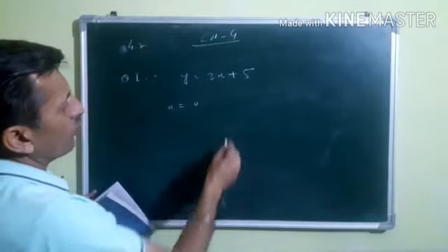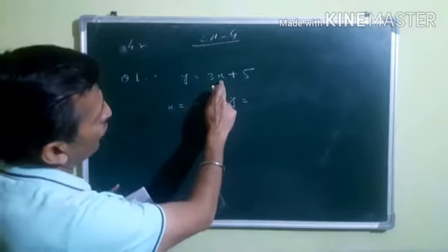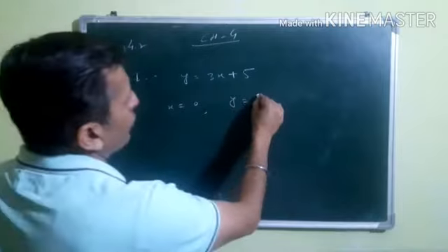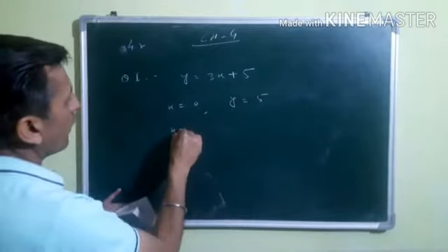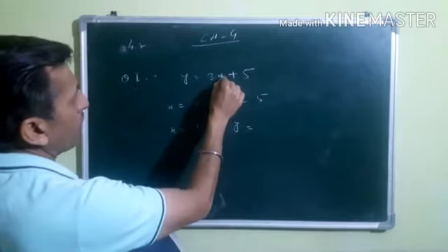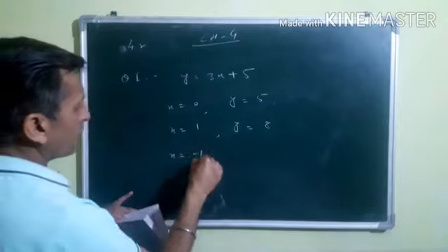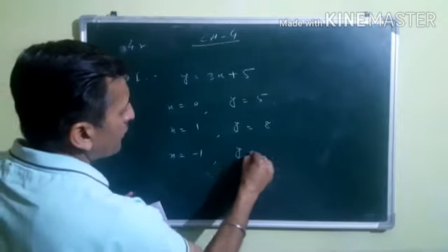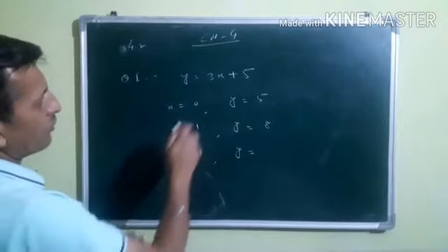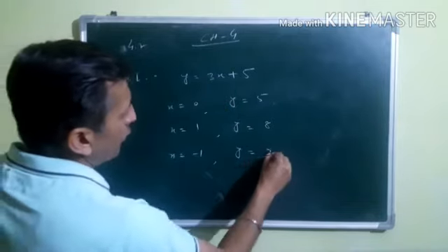See, when x = 0, what is the value for y? In that case, y = 5. Similarly, when x = 1, y = 3 + 5, that is equal to 8. Similarly, you can substitute x = -1. Now this is again a different value. When x = -1, y becomes -3 + 5, that gives y = 2.